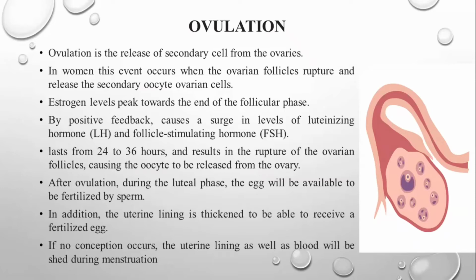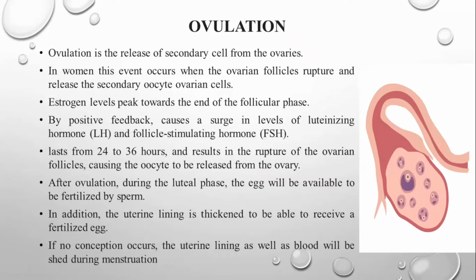After ovulation, during the luteal phase, the egg is available for fertilization by the sperm. In addition, the uterine lining also thickens and receives the fertilized zygote if the egg fuses with the sperm. So these two processes take place simultaneously: the thickening of the uterus, as well as the formation of the follicle in the ovary.